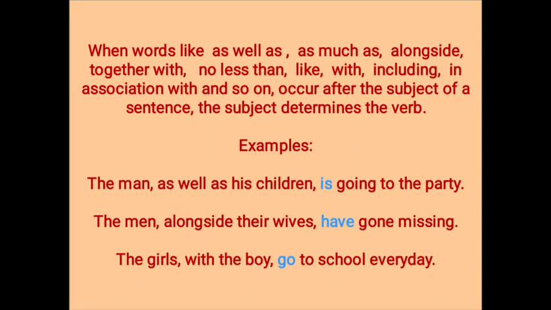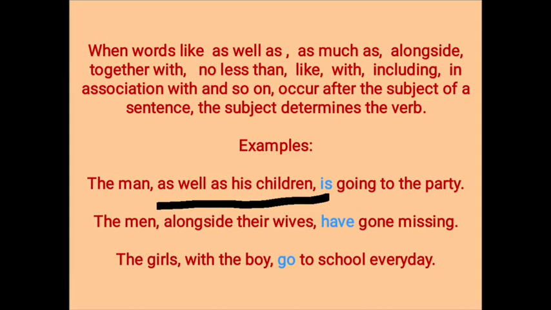The first example can also be written as, the man, as well as his children, is going to the party. This means that the man is going to the party as well as his children. As well as his children is just telling us more about the sentence. That's all. It shouldn't be considered when choosing the right verb.